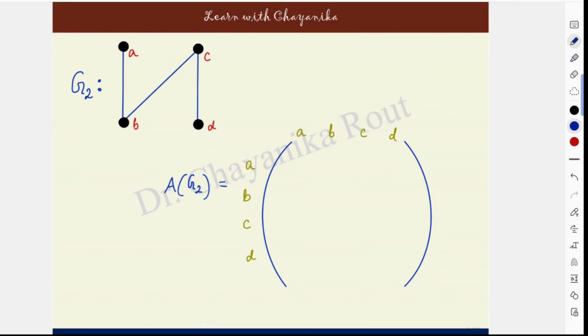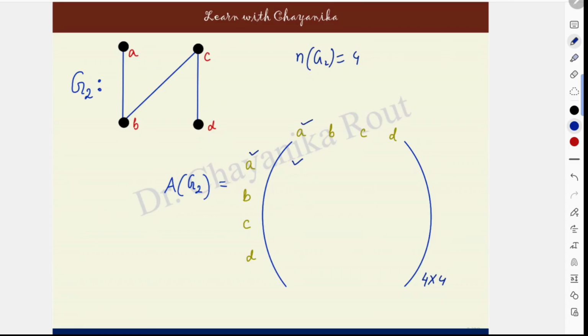Here I am having a P4 basically. So the adjacency matrix can be constructed as a 4 cross 4 matrix because the order of the given graph G2 is 4. See, I have also labeled the rows and the columns with the names of the vertices themselves as A, B, C, D. Now let us fill up the entries of the matrix. So the first row, first column corresponds to the vertices A and A.